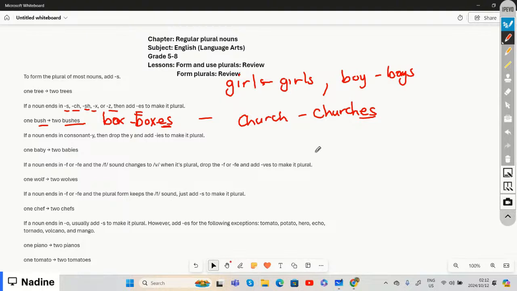All right. So that is basically how, like I said, you add an es to make it plural, or you can just add an s. But now it says if your noun ends in a consonant.